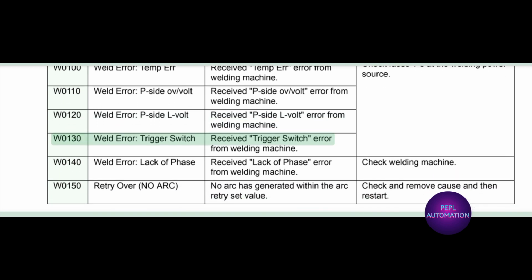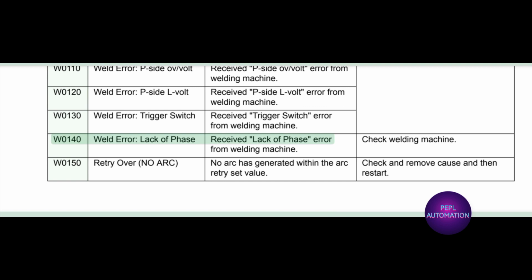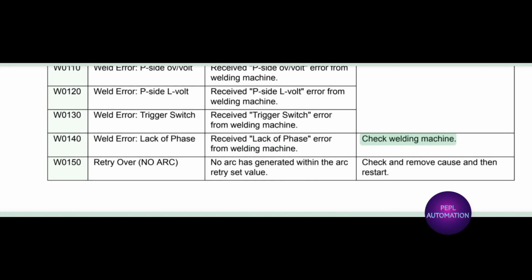W0130 weld error, trigger switch received. Trigger switch, error from welding machine. W0140 weld error, lack of phase received. Lack of phase, error from welding machine. Check welding machine.